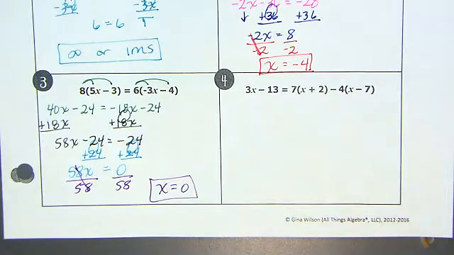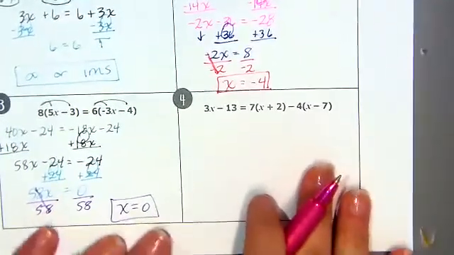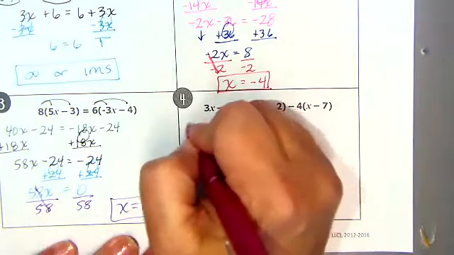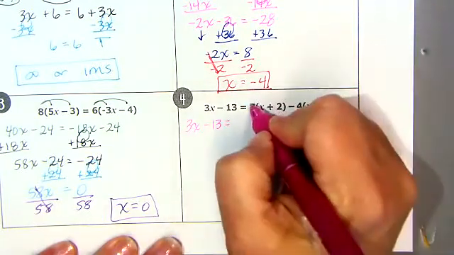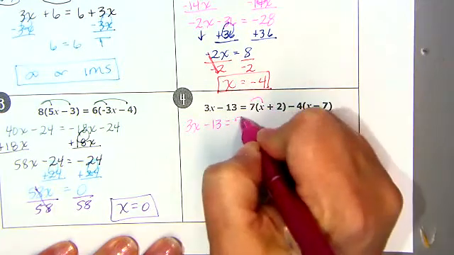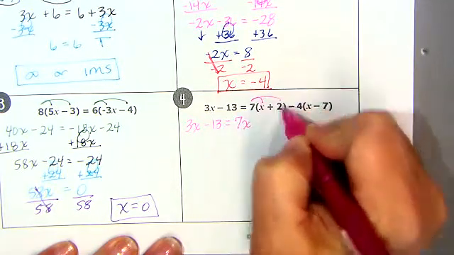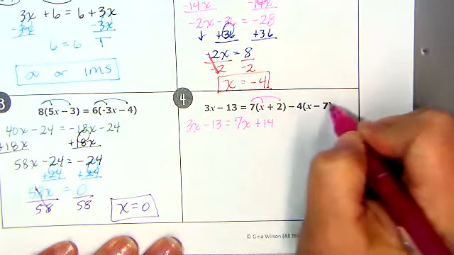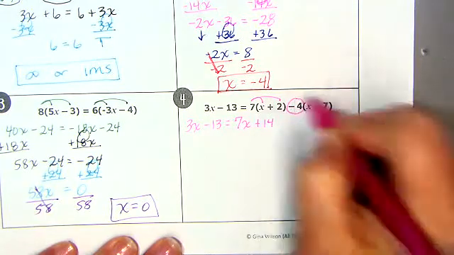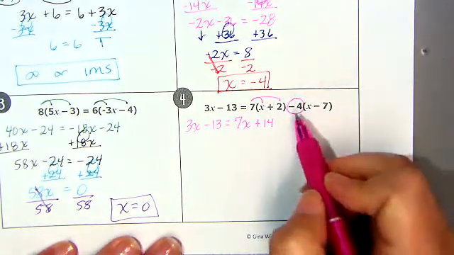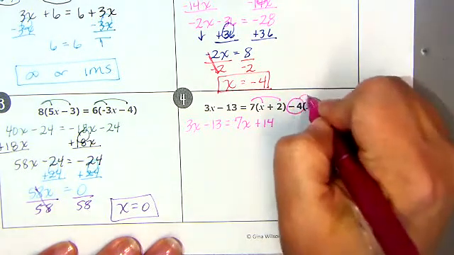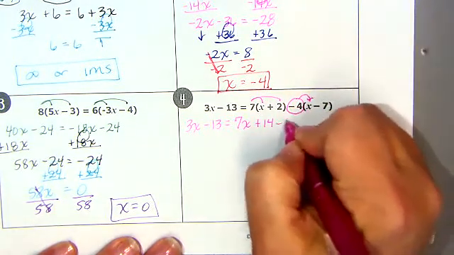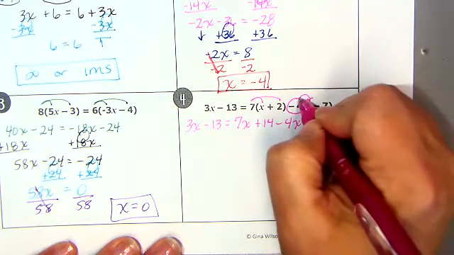And last but not least, here we go. This is all the same, so I'm just rewriting this. 3x minus 13 equals, and now I have to distribute to the 7. 7x, 7 times 2, that's a positive 14. This is a negative 4. I notice that sometimes you're making the mistake of remembering it's a negative that you're distributing. So I'm doing a negative 4 times x, that's going to give me a negative 4x.